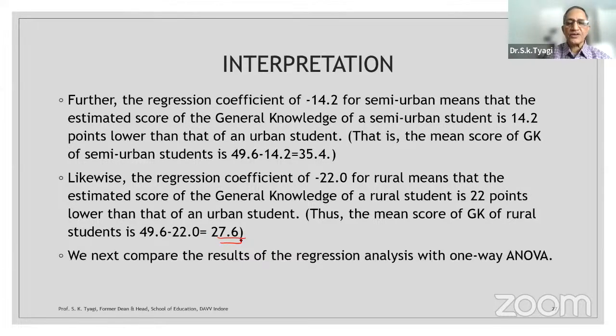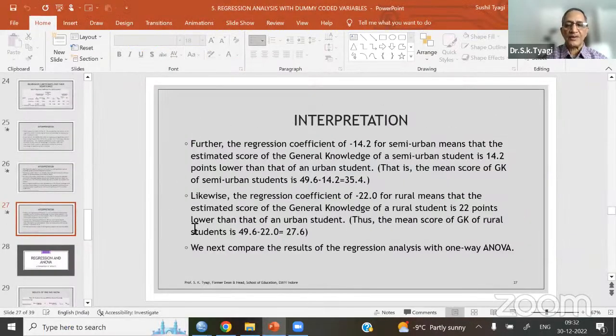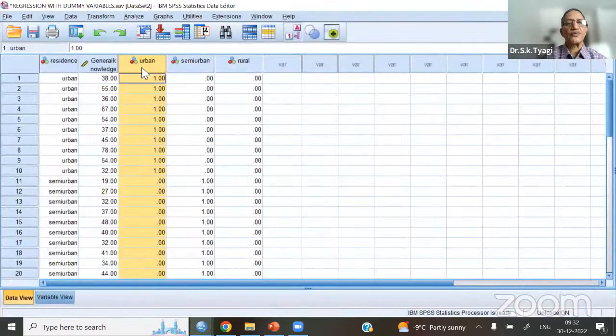We next compare the results of regression analysis with one-way ANOVA, and then next I will change the reference category and see what happens. Okay. So now I go to ANOVA, and as we compared the result of the t-test with regression, here, because there are more than 2 categories, we have 3 categories, in such a situation we use one-way ANOVA. It compares more than 2 categories. So let us see what the results of one-way ANOVA are.